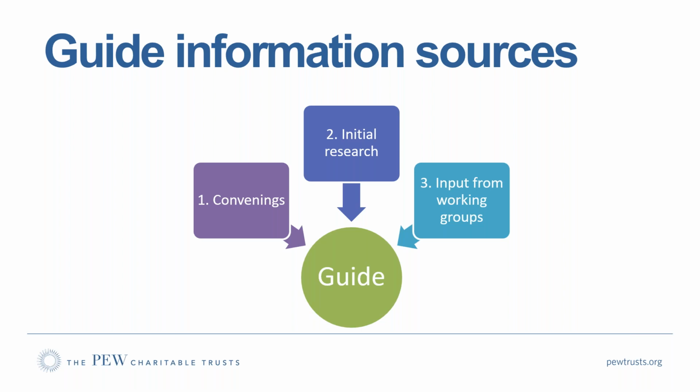Another source is research that we conducted on root cause models in different industries. And then the third source is input from working groups. So we had smaller groups drawn from the larger convenings work with us on an outline of the guide. And throughout, it's really been a highly iterative process. We've had multiple review cycles and a lot of stakeholder input in general. So the guide is the product of very collaborative efforts.